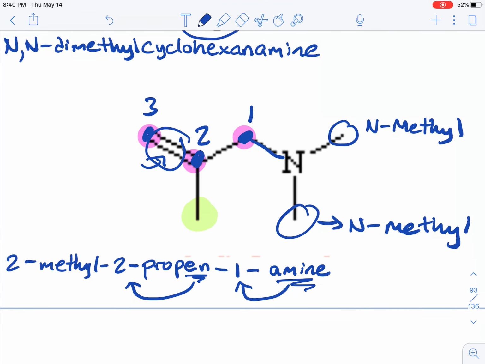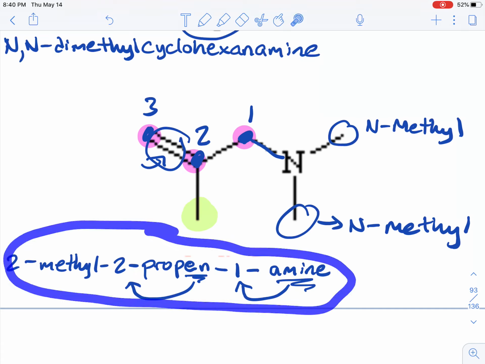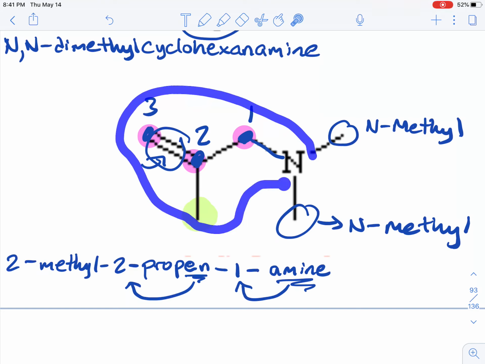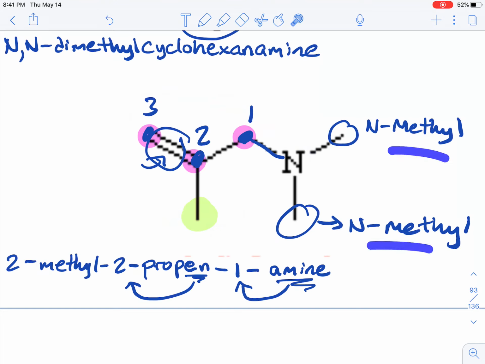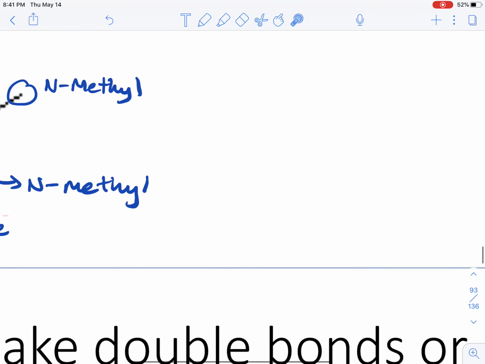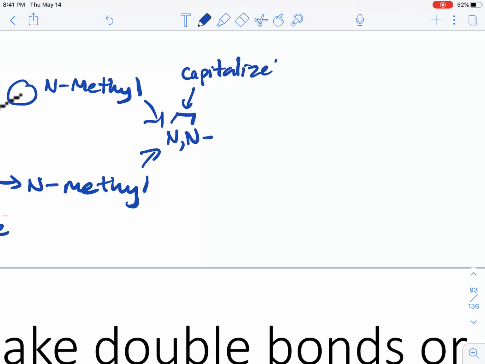And so I'm not done yet. This whole thing just describes this portion of my organic compound. I need to put these guys together. And so my final answer is going to be N comma N dash dimethyl. And by the way, these Ns have to be capitalized. I think I forgot to mention that. Because they represent the nitrogen, and whenever you write the symbol for nitrogen, its chemical symbol is always capitalized. The first letter of that symbol is always capitalized.